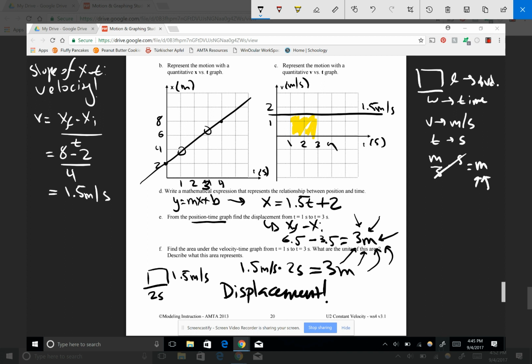Okay, sum up. We have gone through converting a position time graph to a velocity time graph for constant velocity, and we learned that the area under a velocity time graph is displacement, which I will write down over here. Under VT is displacement.